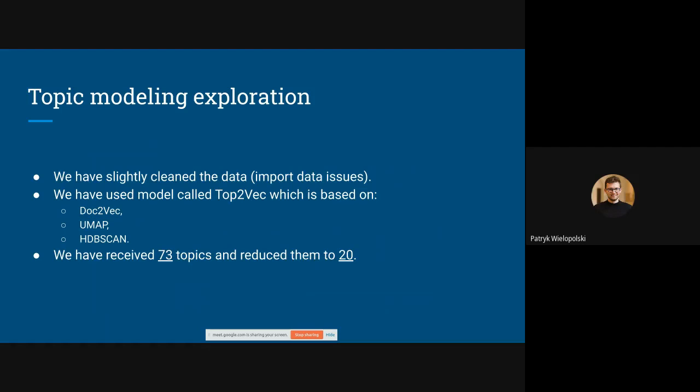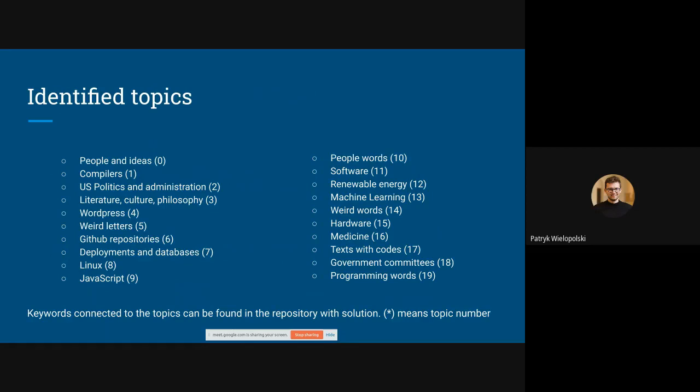We used the Top2Vec model, which is based on Doc2Vec, UMAP, and HDBSCAN. From that model, we received 73 topics and reduced them to 20. After exploring the keywords in the topics, we identified the following topics. We started with people and ideas, compilers, US politics and administration, and so on. Everything will be available in the presentation, which we'll share after the competition.